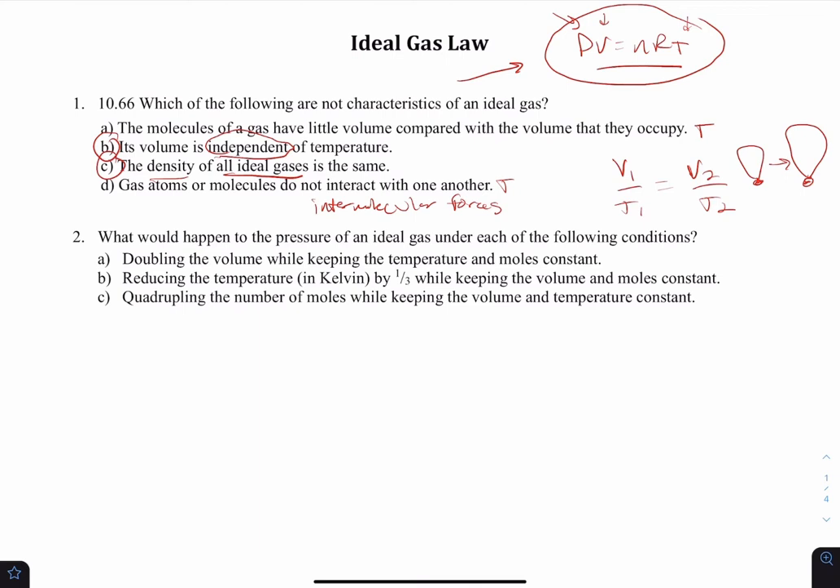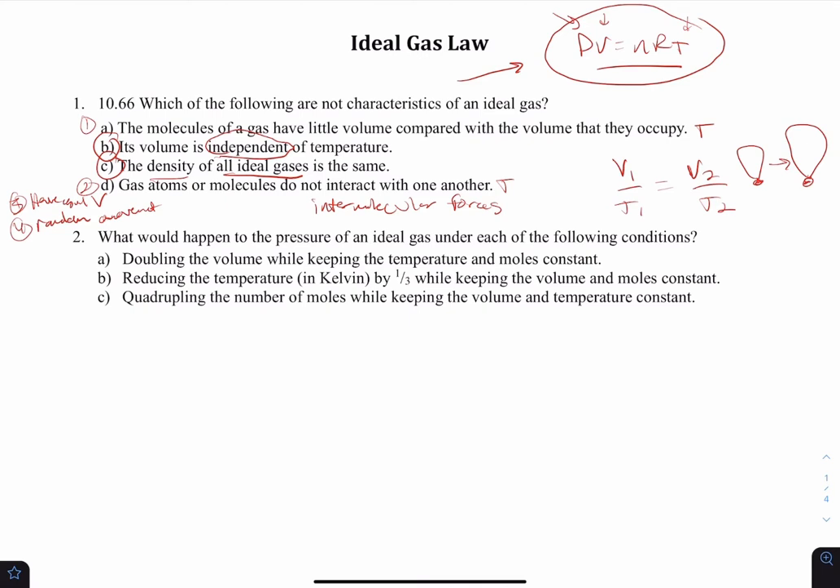So those are the two: the volume, the independence of temperature, and the density of all ideal gases being the same are not characteristics of an ideal gas. And the other two assumptions are, here's 1, here's 2, and then this would be 3 and 4. 3 would be something to the effect of gas particles having equal volume. I'll just put equal V here. And the last one is that they have random movement. They're not on a set track or anything. They kind of hit into each other, and there's not any set pathway.